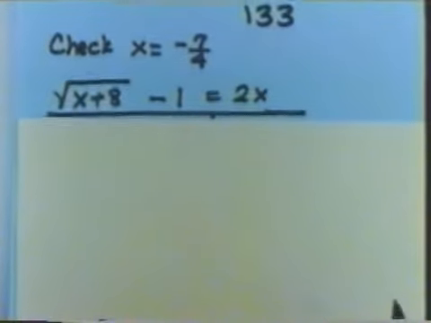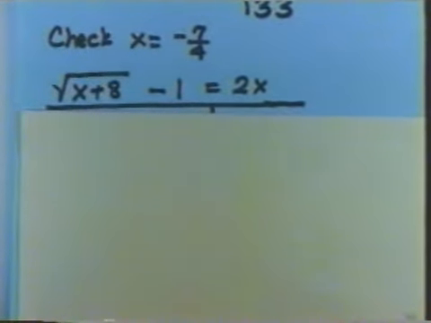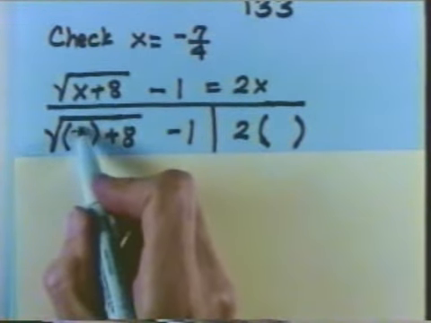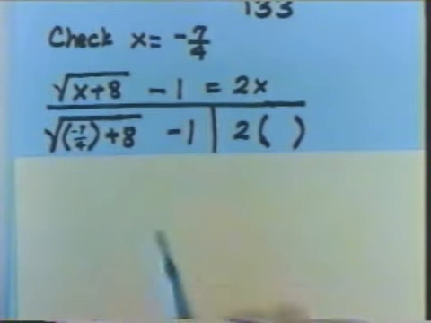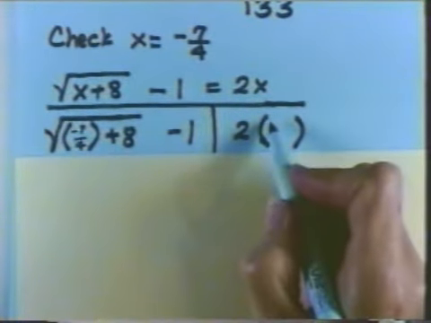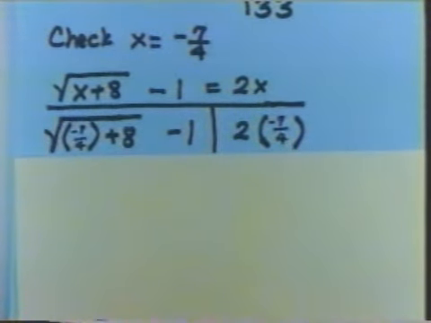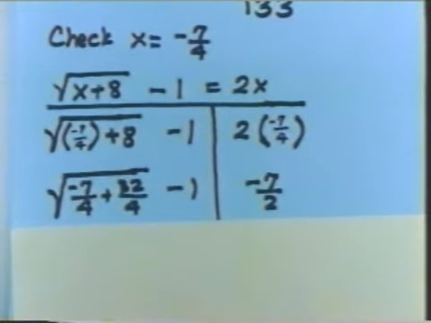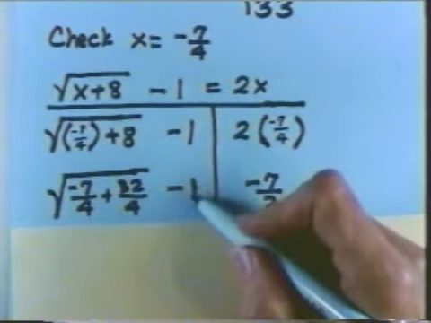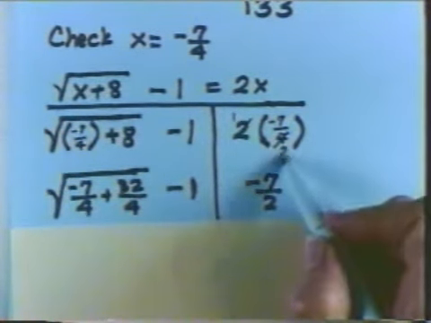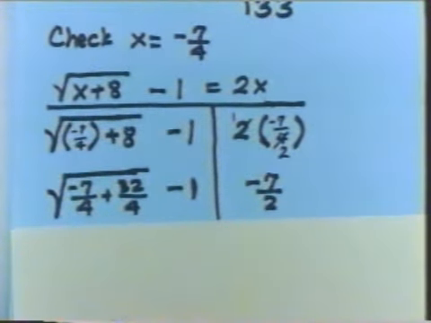The square root of x plus 8 subtract 1 equals 2x. On the left-hand side, the x will be replaced by -7/4. On the right-hand side, the x will likewise be replaced with -7/4. On the left-hand side, we'll add in the radical and get -7/4 plus 32/4, subtract 1. On the right-hand side, the 2 and the 4 cancel, leaving us with -7/2.